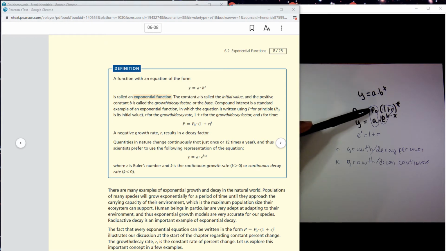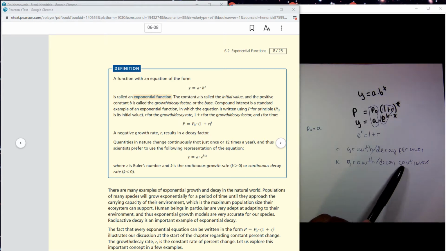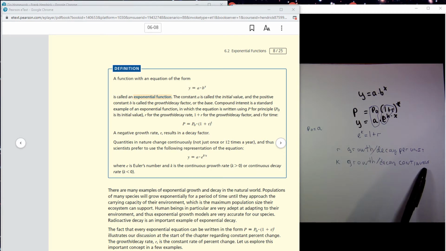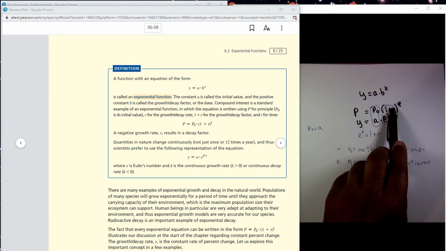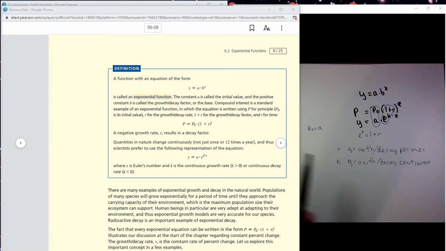That initial value is equal to A. Also, you can see that e to the k is the same thing as 1 plus r. And in these two formulas here, there's two different growth decay units. One is for a continuous function, and one is for a discrete function, which gives growth and decay per unit. And this is a growth decay for a continuous function here. And this is for more or less a discrete function here, which should give you an actual number. And let's take a look at some examples in 6.2.